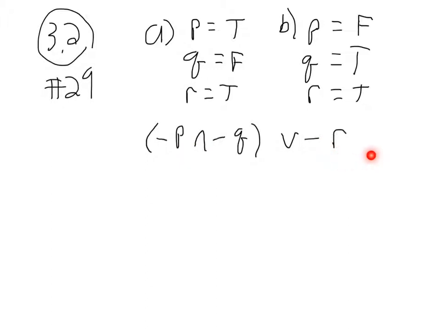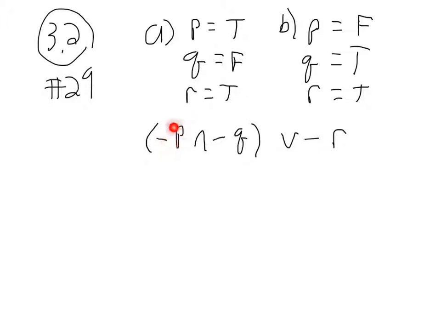Okay, there's two parts to it. There's an A and a B. This will be a little easier than completing the whole truth table. They say assume P is true, Q is false, and R is true. Then you want to evaluate this expression and see whether it's true or false.